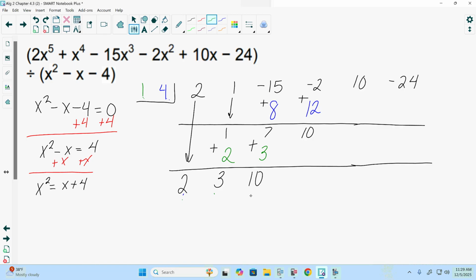We're going to multiply again. 1 times 10 is 10. 4 times 10 is 40. We add again. 10 and 10 is 20. 10 and 40 is 50. 1 times 20 is, well, 20. 4 times 20 is 80. We add straight down. 50 and 20 is 70. Negative 24 and 80 is going to be 56.